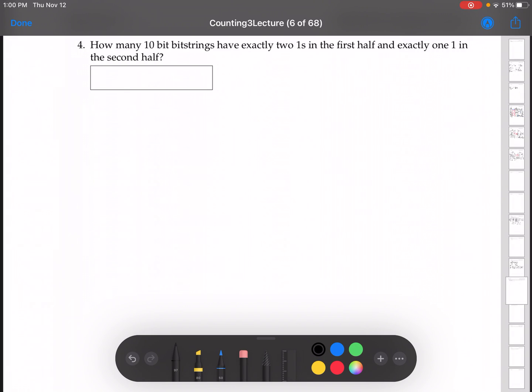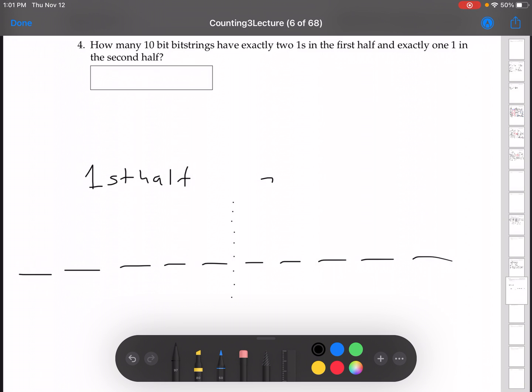In this problem, we count the number of different 10-bit bit strings that have exactly 2 ones in the first half and exactly 1 one in the second half. So again, we have 10-bit bit strings. Let's say 1, 2, 3, 4, 5, 6, 7, 8, 9, 10. Right, this is the first half. This is the second half.